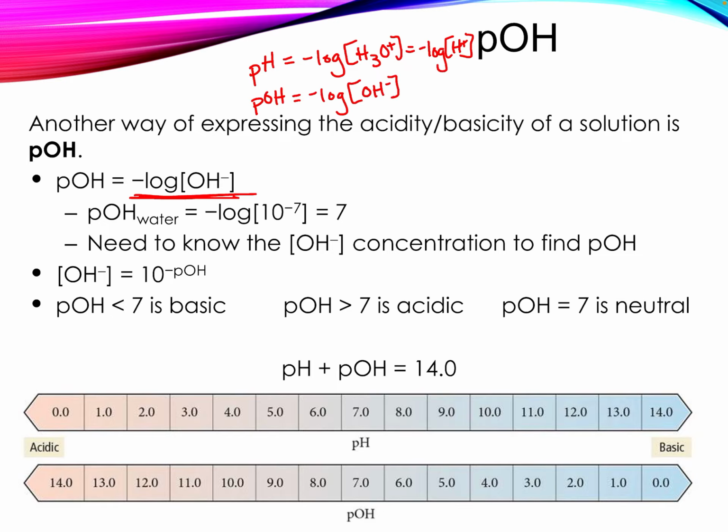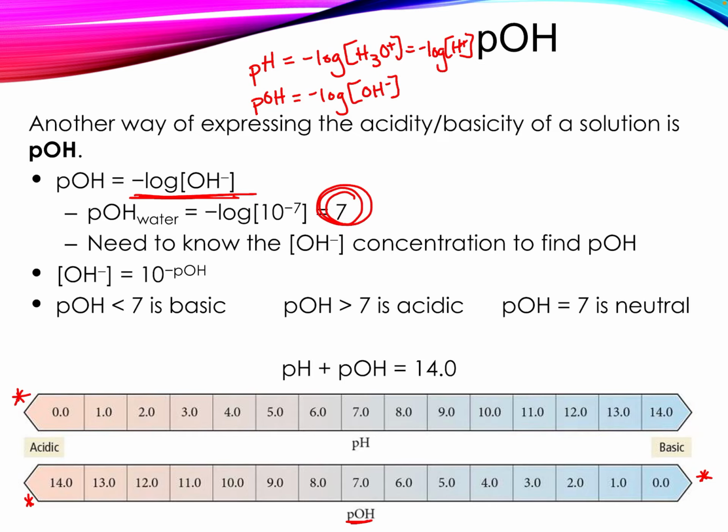Okay, so the scale, though, is going to be exactly backwards. So for pH, this first one, we knew 0 was really acidic, 14 was really basic. Well, pOH is going to be exactly the opposite. Okay, 14 is really acidic and 0 is really basic. Okay, so they have different meanings, they have different uses. Okay, pOH of water, though, is still going to be 7 because it's going to be neutral.